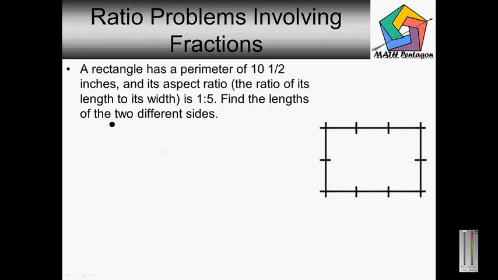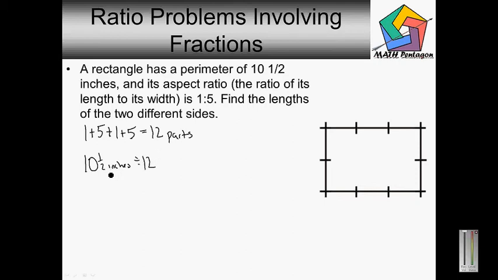So I basically add the ratio of 1 to 5 twice. So 1 plus 5, 1 plus 5, which is going to give me a total of 12 parts in the rectangle. So we have 10.5 inches divided by 12 parts.